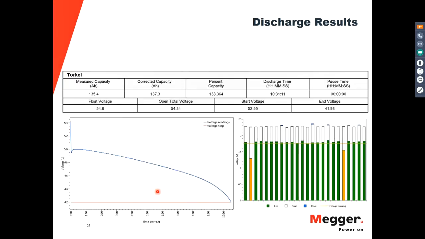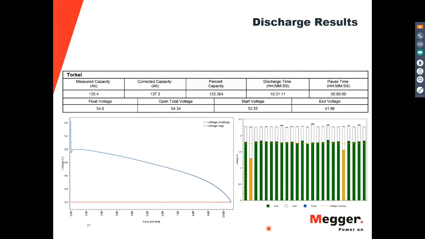This shows the discharge results. It's a quick slide, with basic information I wanted to put there just to show how the results will look once you finish the test. And of course, this is not the entire report. I'm just putting the highlights here.